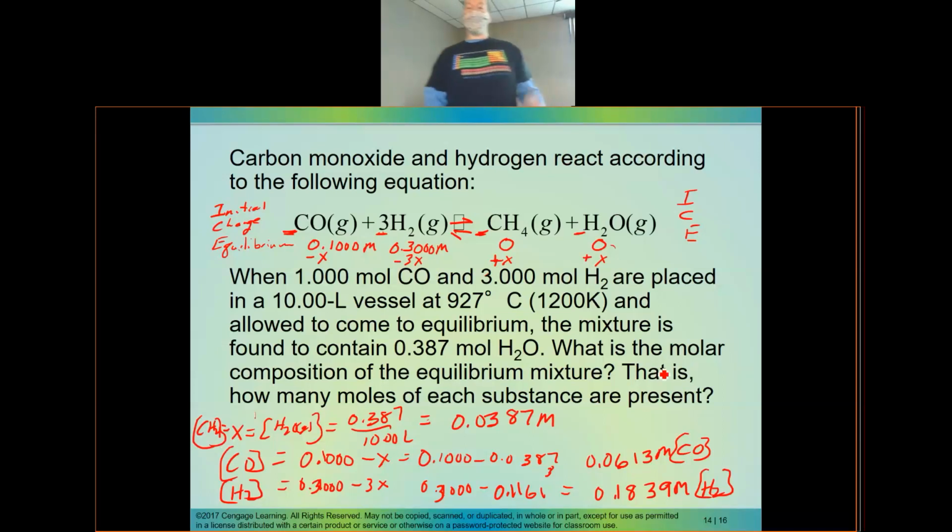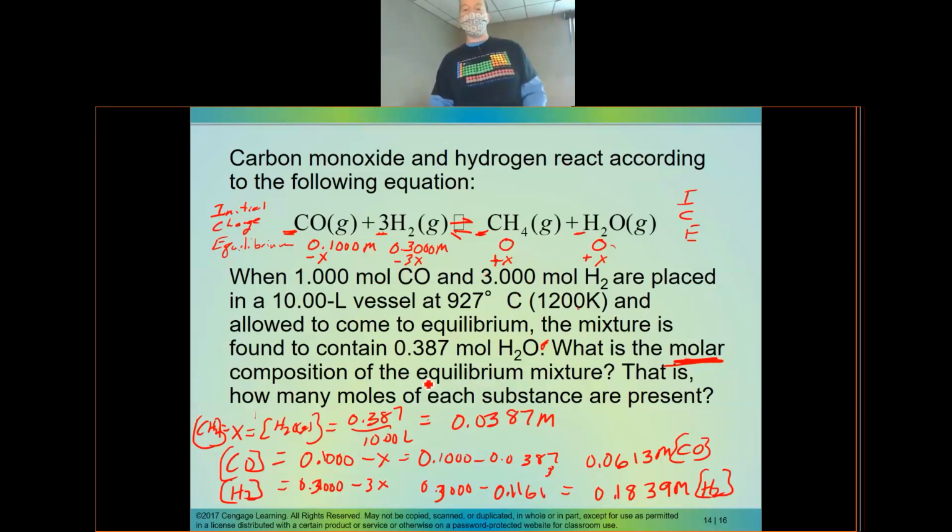All right, so that is the molar. Again, you have to look at the words. What is the molar composition of the equilibrium mixture? Molar is moles per liter. And then it says, how many moles of each substance are present. Molar should be moles per liter if you're saying molar concentration. But then they say, actually, we want to know how many moles of each substance are present.